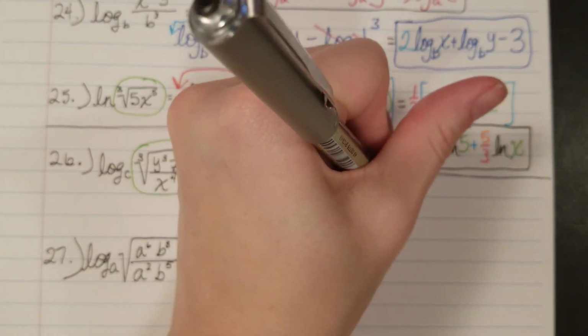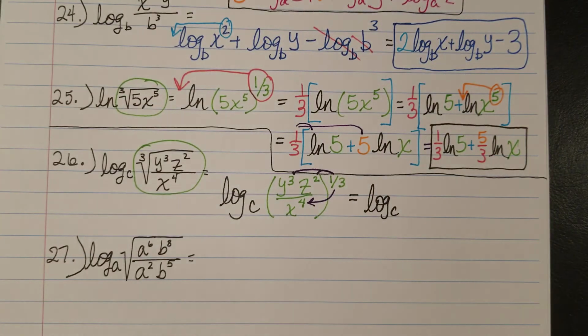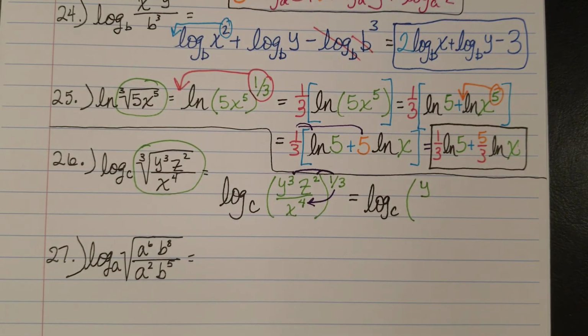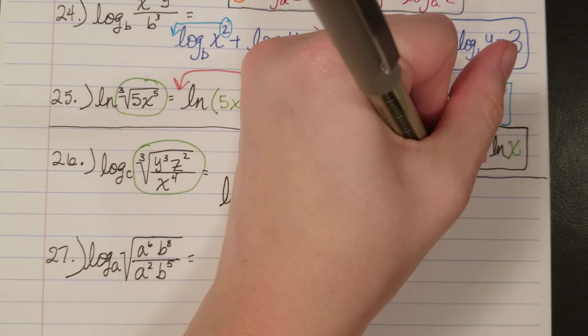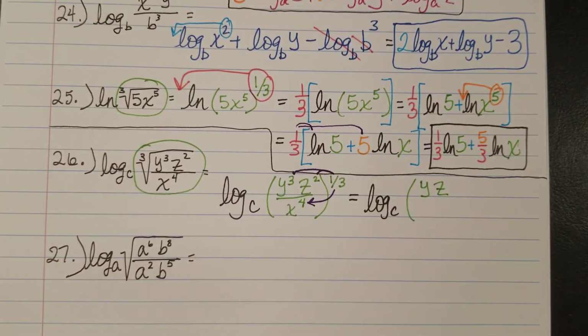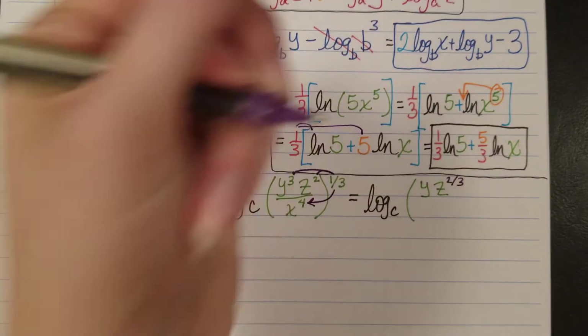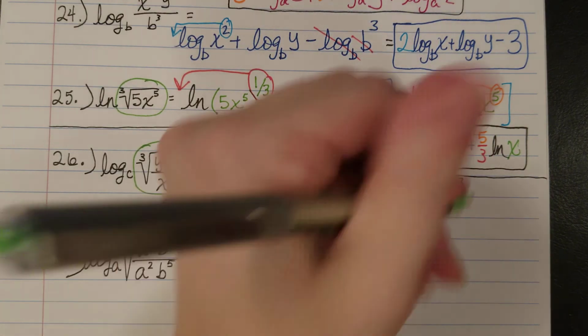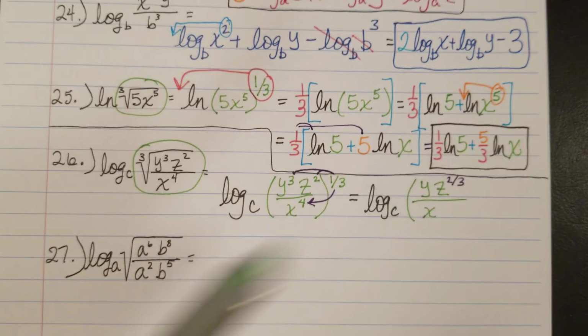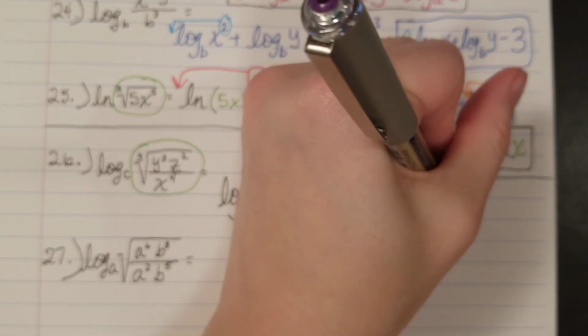So log base C of, 3 times 1/3 would just equal 1. So that would be y to the power of 1, and I don't really need to write that 1. Then 2 times 1/3 would be 2/3. And 4 times 1/3 would be 4/3.